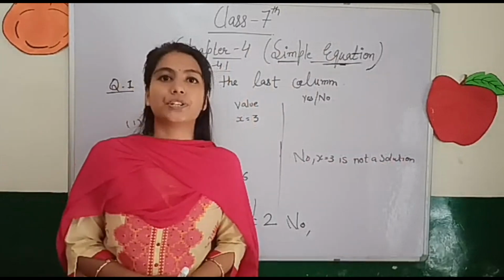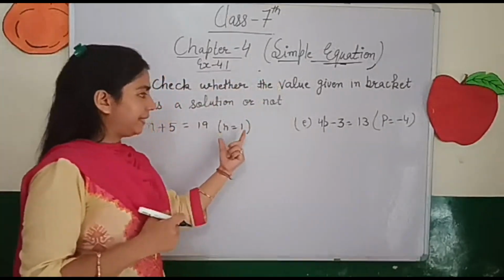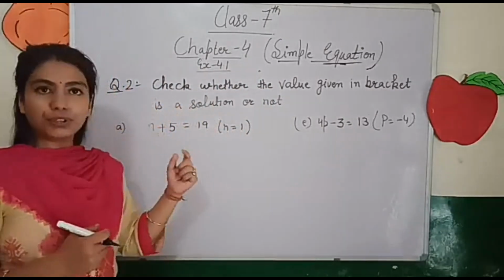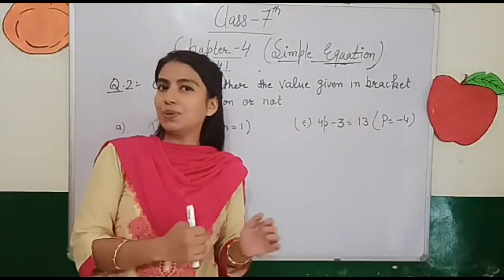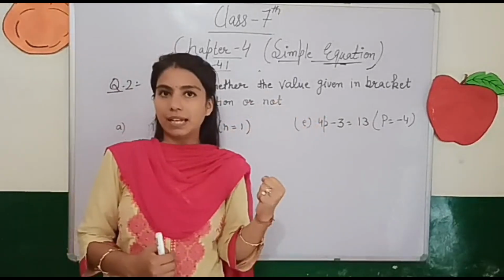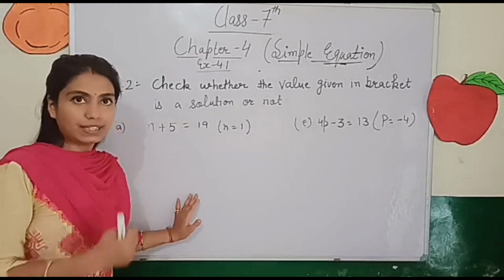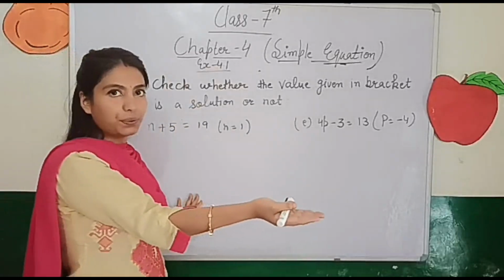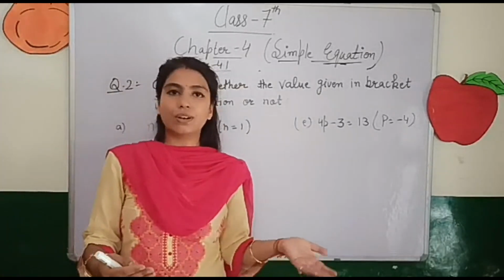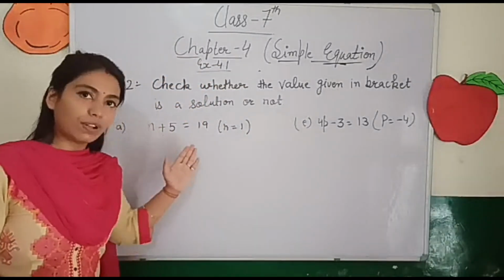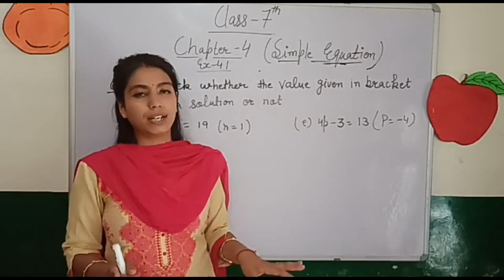Now moving towards question number 2. In question number 2 we have: check whether the value given in the bracket is a solution of the given equation or not. See, it is the same question as we had in question number 1, but that was in tabular form. Here there are terms, meaning you have to solve. In question 1 there was no need to solve; directly you could do it in your mind or write down yes or no, as you choose. Here you need to solve the question. Okay, the same question again, you have 6 parts in this.